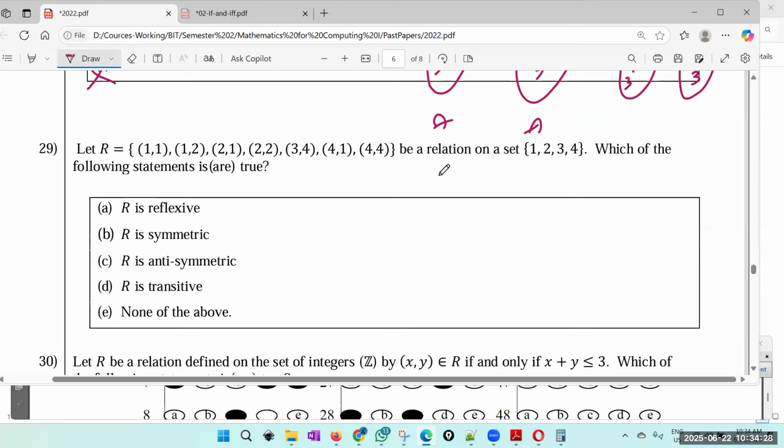Let R be a relation on a set {1, 2, 3, 4}. Which of the following statements is true? This should be an easy question. You just draw it. Reflexive, symmetric. Shall we draw it in the other way? 1, 2, 3, 4. 1, 1, 2, 2. 1, 2, 2, 1. 3, 4. 4, 1. 4, 4.